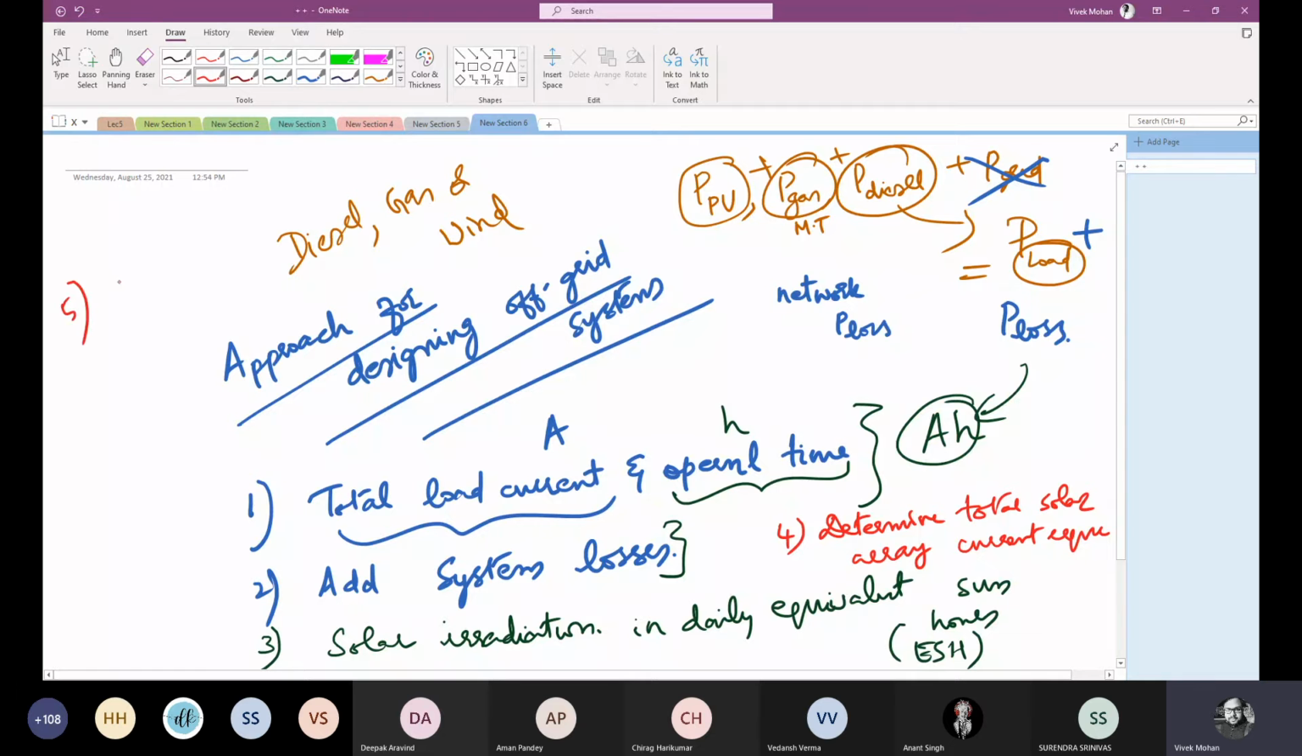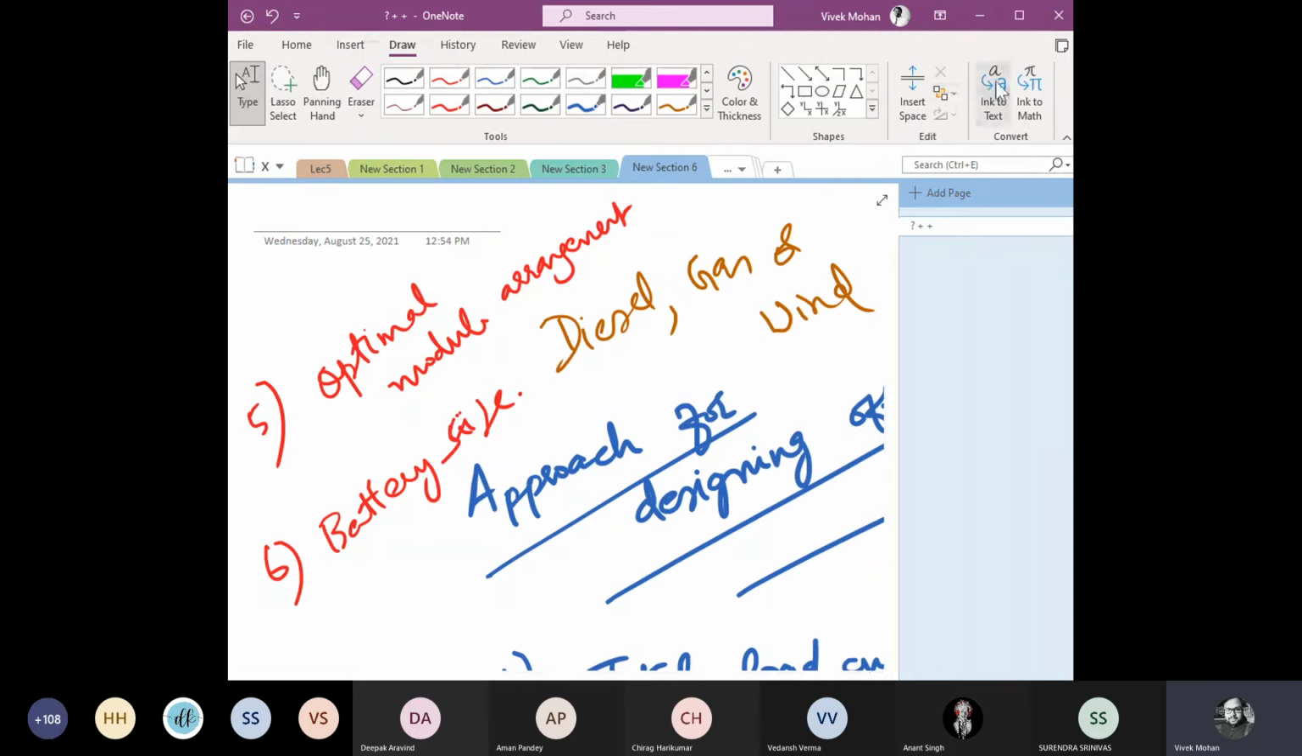Then the fifth one is optimal module arrangement. How to arrange it in series parallel combinations, as we have seen. How many should be in parallel, how many should be in series, what is the number of cells in one string, like that. So optimal module arrangement. Then the sixth one is determine the battery size. So these are the steps. Now let's see with a simple example how we are going to do this.